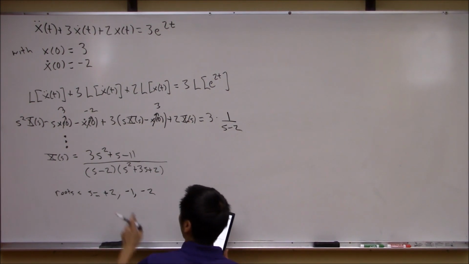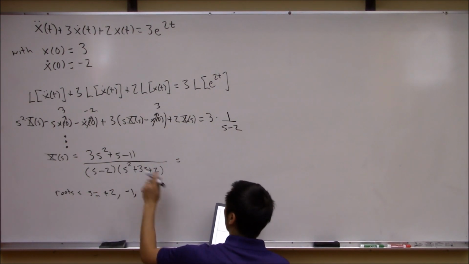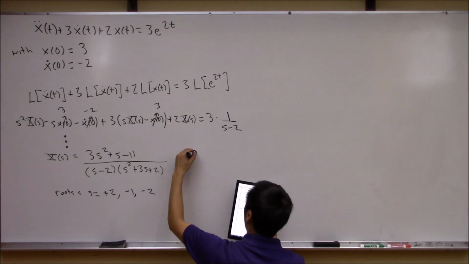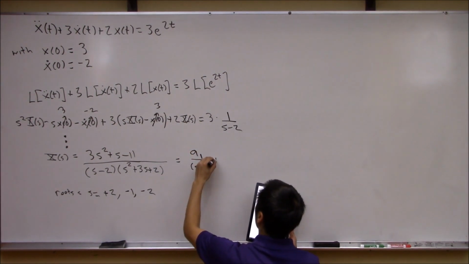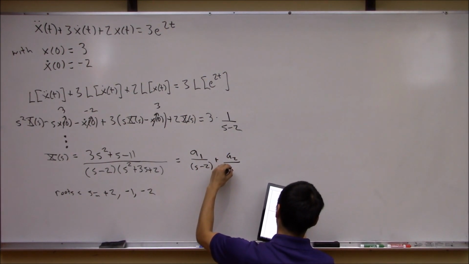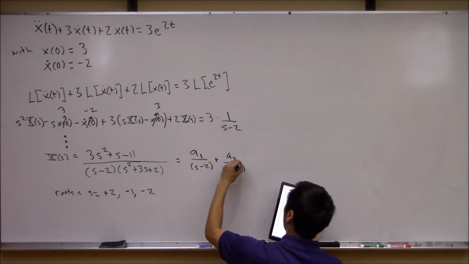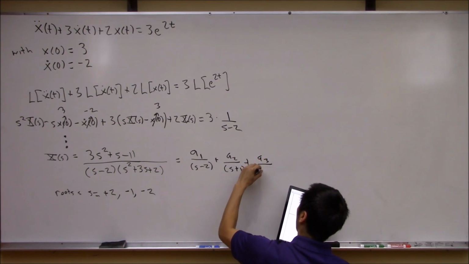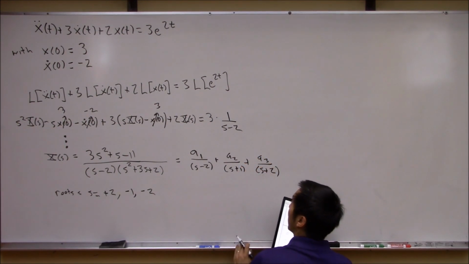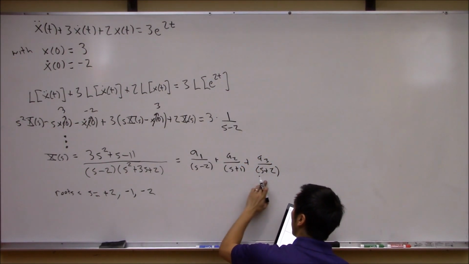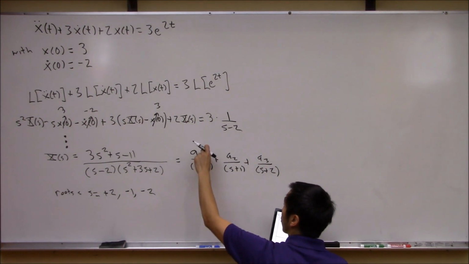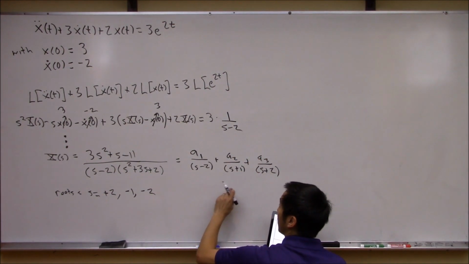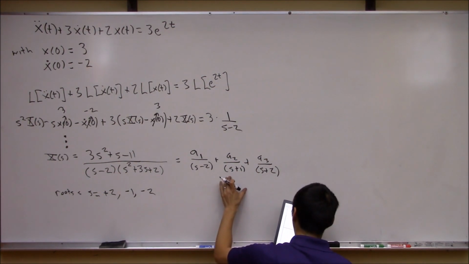So if that's the case, we know that the proper form of this partial fraction expansion is going to be something like A1 over (s minus 2), plus A2 over (s plus 1), plus A3 over (s plus 2). I'm going to assume again that you know how to do this partial fraction expansion and compare the coefficients and all that to solve for what A1, A2, and A3 have to be to make the left-hand side equal to the right-hand side.